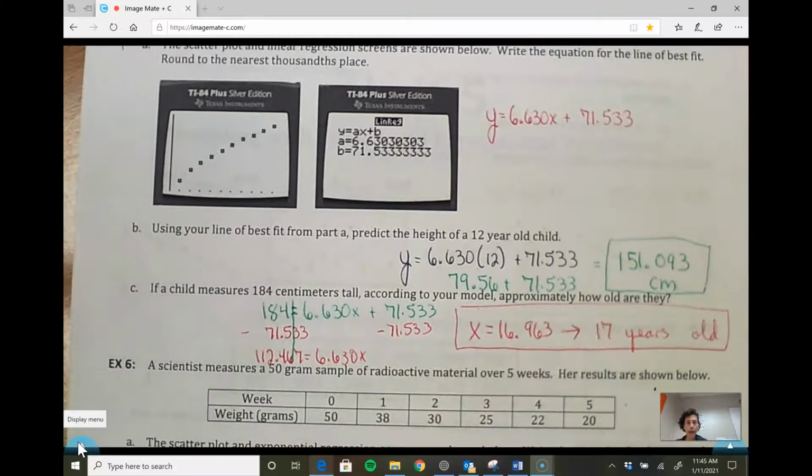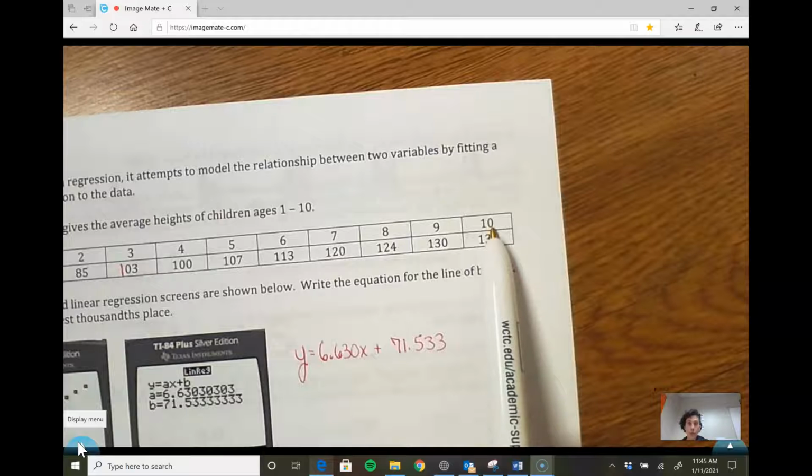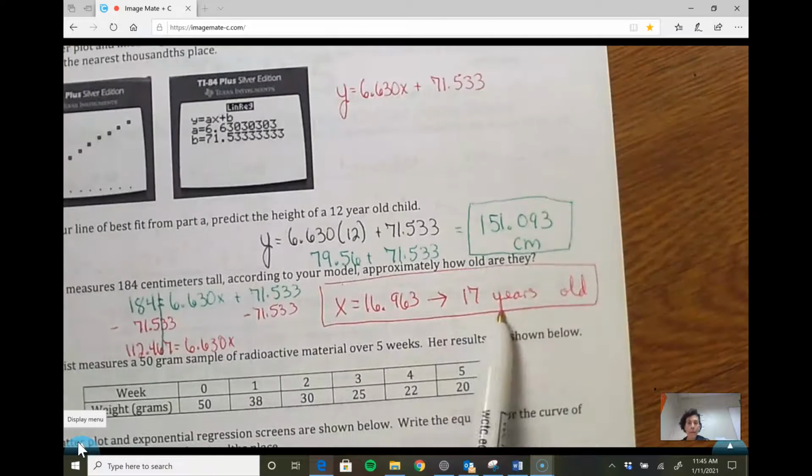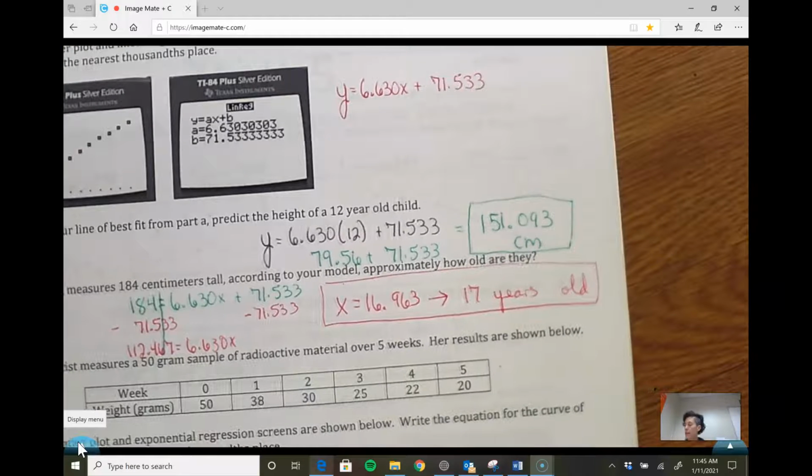And think about how your answer fits into the data that is given to you. As I said, I knew they were supposed to be older than 10, which they are. So if I got like 3, a 3-year-old's not going to be that tall. All right, let's take a look at this one.